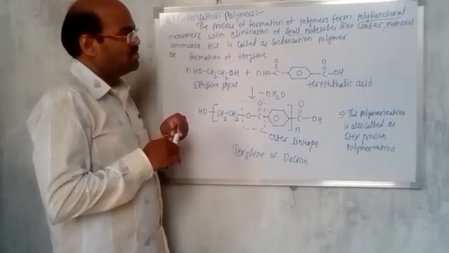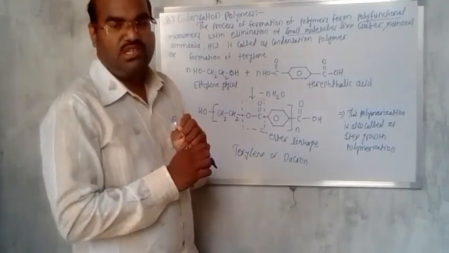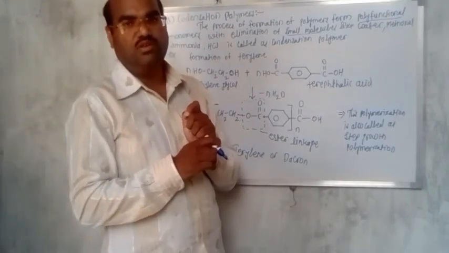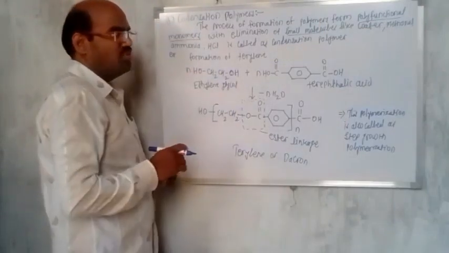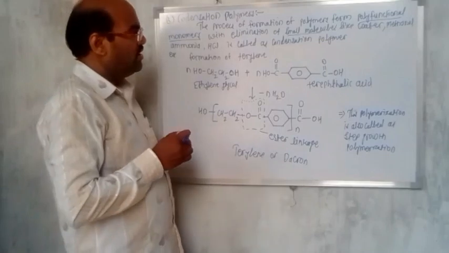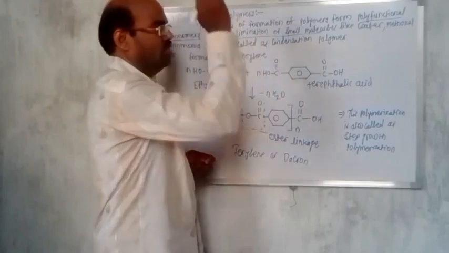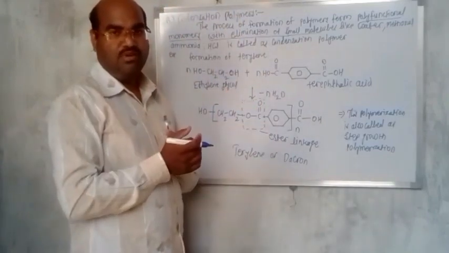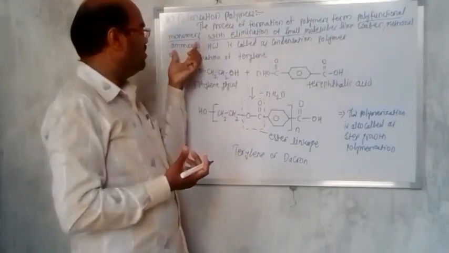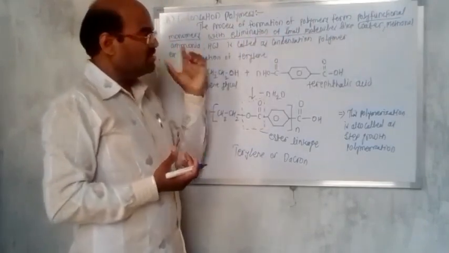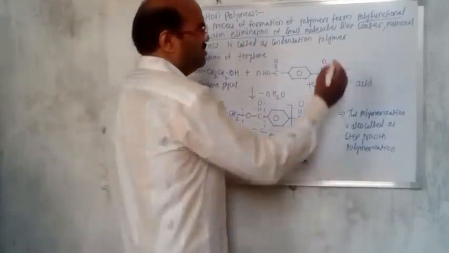So it means formation of a polymer by using polyfunctional monomers. Polyfunctional means having more than one functional group. Polyfunctional monomers, meaning monomers with more than one functional group, are reacted with elimination of a small molecule. Whenever the reaction is carried out, there is elimination of a small molecule like water, methanol, ammonia, HCl. So such polymerization is called condensation polymerization.